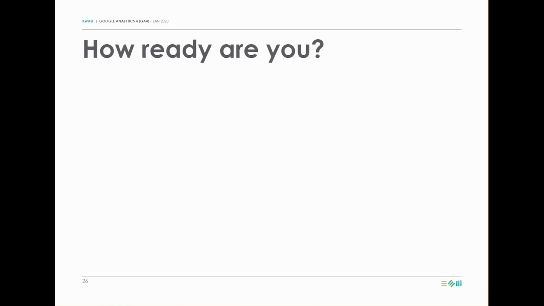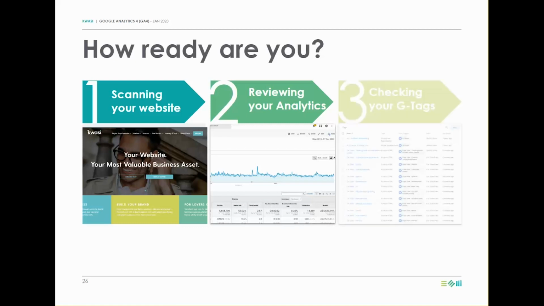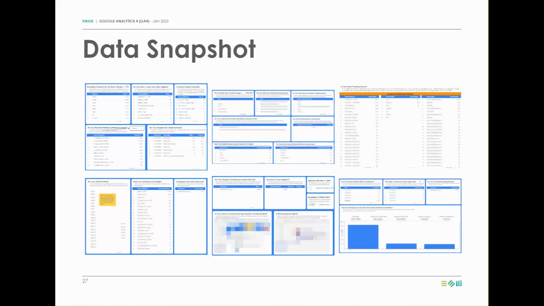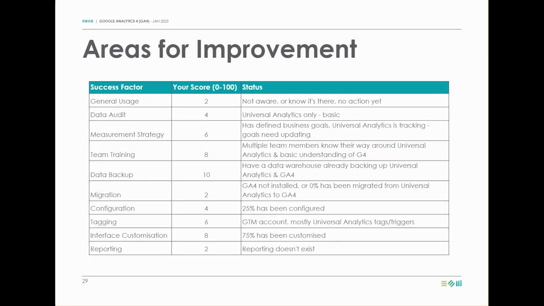So we'll scan through your website, we'll review your existing Universal Analytics account to understand the existing requirements, we'll review your Google Tag Manager account. Without doing a deep dive, that comes later in the full audit, we'll gain a surface level understanding of the amount of work involved. And then we'll score your setup based on general usage, state of the data, your current measurement strategy, team capability, data warehousing needs, complexity to migrate, current configuration, tagging setup, interface customization requirements, and reporting capability. We'll identify areas of improvement.